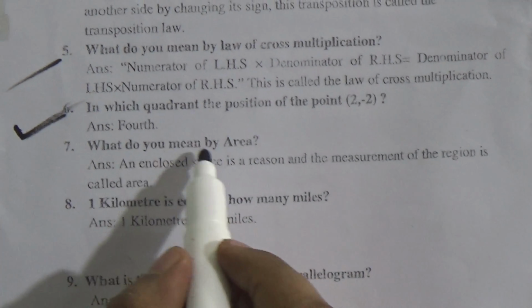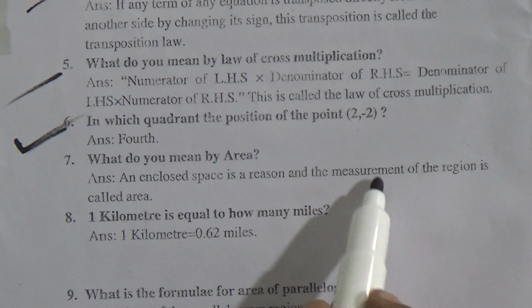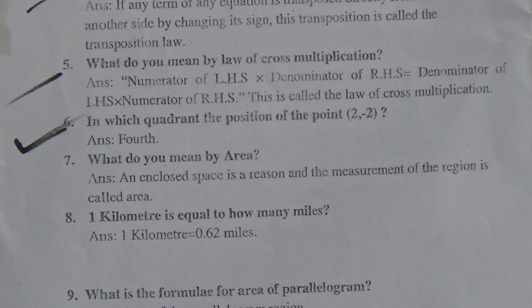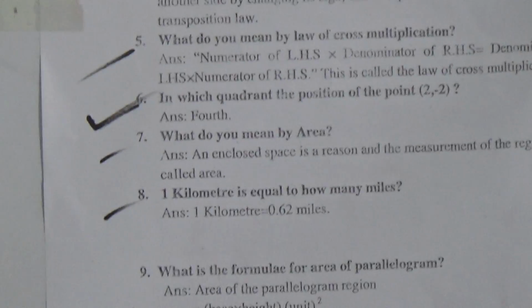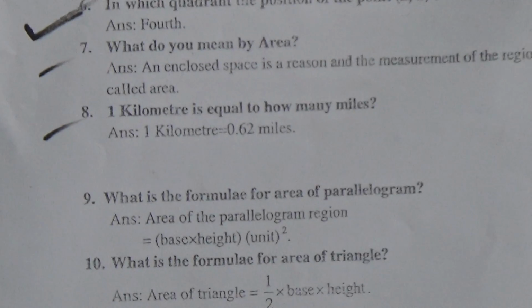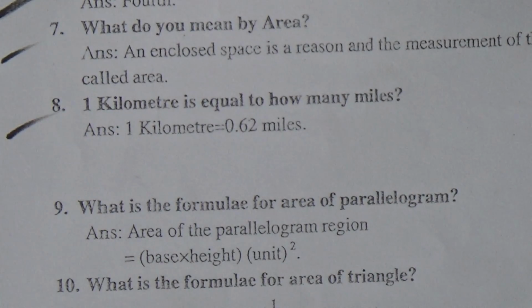Here, what do you mean by area? An enclosed space is a region and the measurement of the region is called area. Question number 7 done. Question number 8. 1 kilometer is equal to how many miles? 1 kilometer is equal to 0.62 miles.